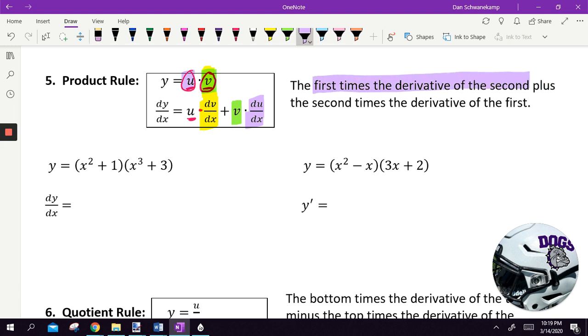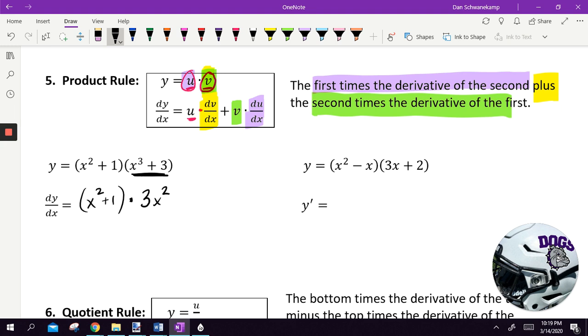First times the derivative of the second, plus second times the derivative of the first. That's what we're doing here. All right, so if we're taking the derivative of this, it's first times the derivative of the second, the derivative of this guy right here, x cubed plus 3. Well, that would be 3x squared. The derivative of 3 is nothing.